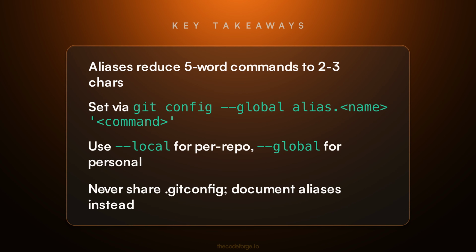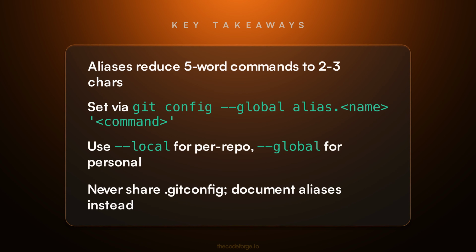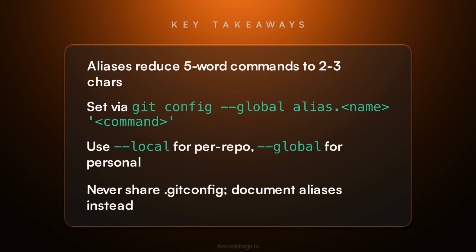To wrap up, Git aliases are a huge productivity boost, reducing common commands to just a few characters. Set them with git config --global alias.name command. Use local config for project-specific aliases and global for your personal shortcuts. And remember, never share a git config file, document aliases in your project's contributing guide instead.